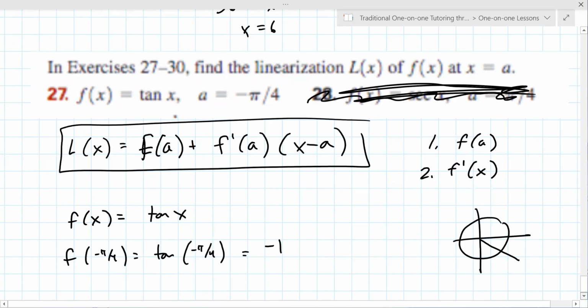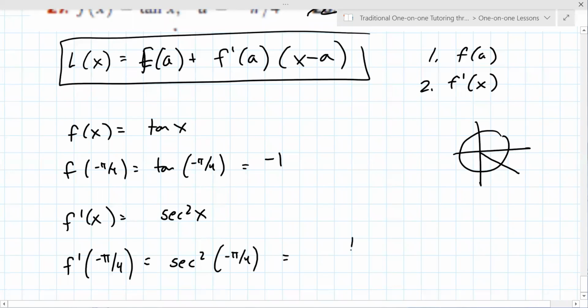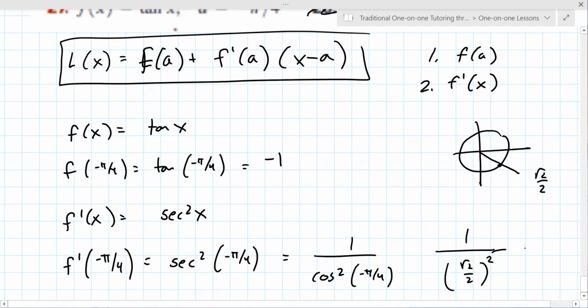Okay. Your derivative, your f prime of x, is secant squared x. And then you have to evaluate it also at the same place. So it's secant squared of minus pi over 4. This is really 1 over cosine squared of minus pi over 4. Cosine is the x value here. The x value is √2 over 2. So it's 1 over √2 over 2 squared, which is 1 over 2 over 4, or 1/2, and that becomes 2. So that gives you the two things you need.